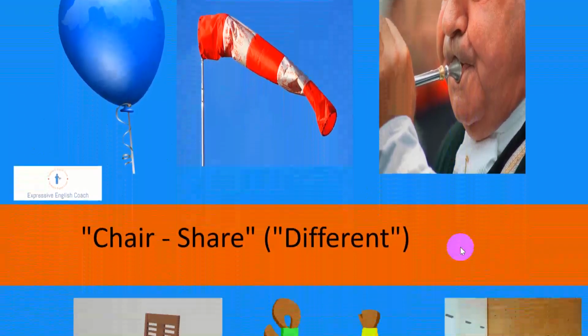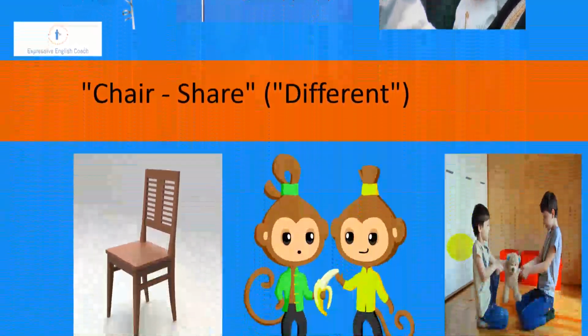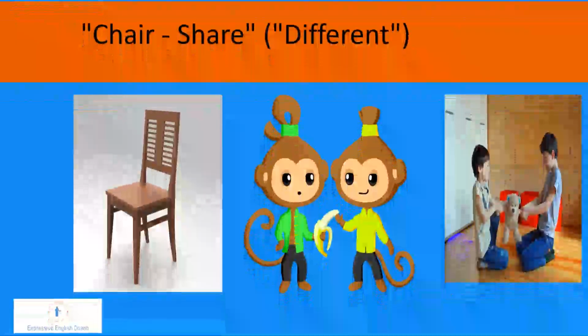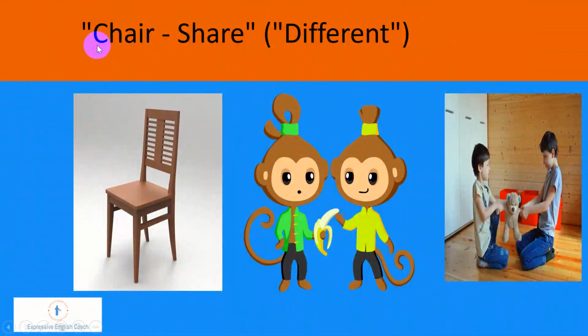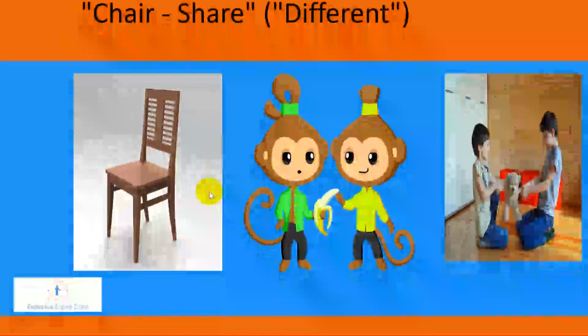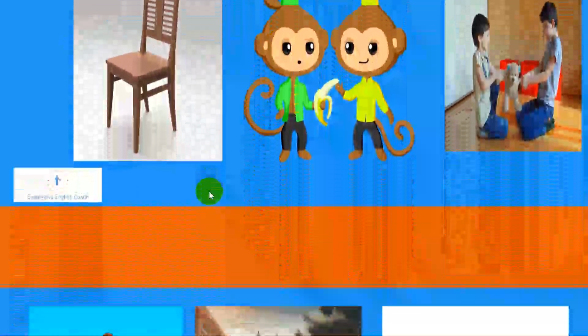Okay, chair and share. Chair, share. These are different. You have ch and you have sh. Ch and sh. Chair, share. And then share, in picture two, share. Picture three, share. That means to do something with a friend together.